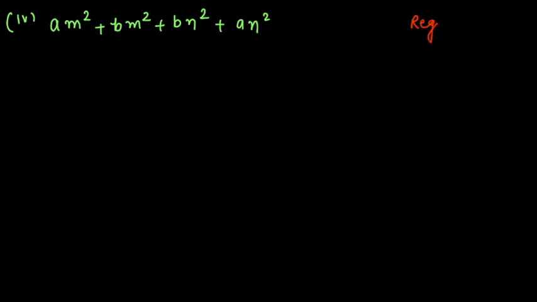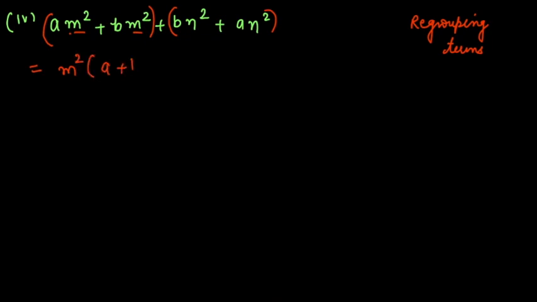Now moving to the fourth part of the same question, it says am square plus bm square plus bn square and an square. What I told you in earlier sessions also, when you have four terms, the first thing which should come to your mind is regrouping of the terms to find the factorization. And we have understood how we have to regroup the terms. So if I put these two terms in one bracket and the last two terms in another bracket, in these two terms what is common? M square is common. I can take it as common. I am left with a plus b.